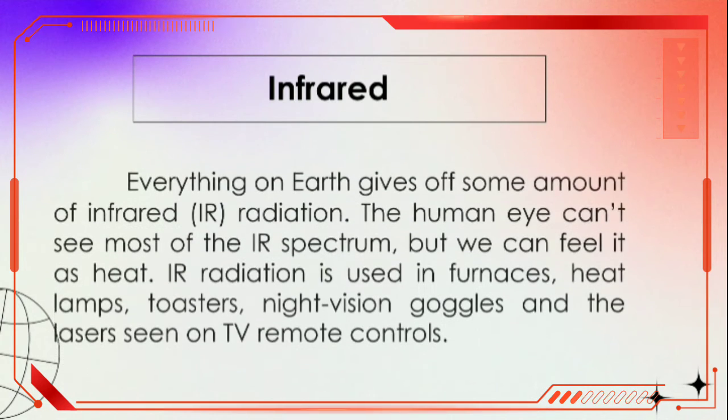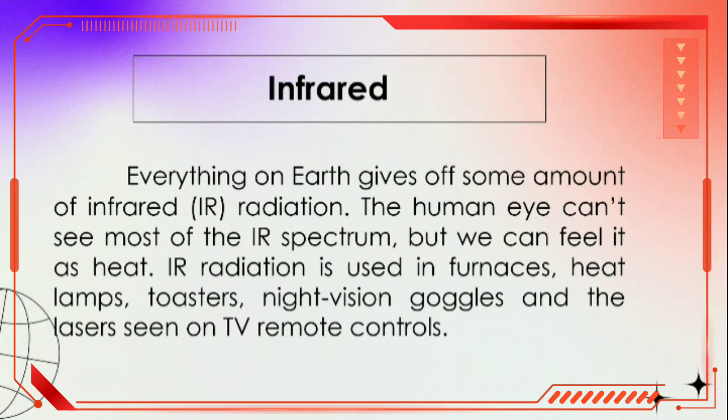The next one is the infrared. So everything on Earth gives off some amount of infrared radiation. The human eye cannot see most of the IR spectrum, but we can feel it as heat. IR radiation is used in furnaces, heat lamps, toasters, night vision goggles, and the laser seen on TV remote controls. About half of the total energy the sun gives off is in the form of IR radiation, which we feel as heat. In large amounts, this type of radiation can damage the eyes and even cause blindness.